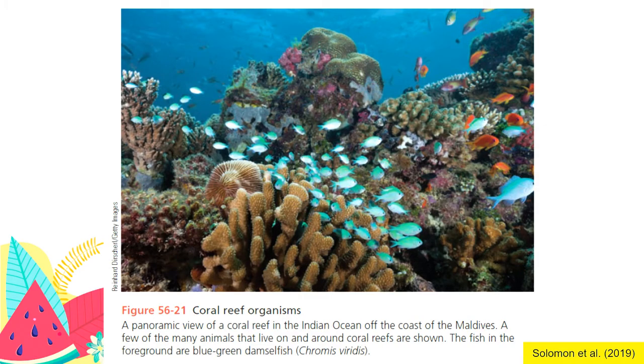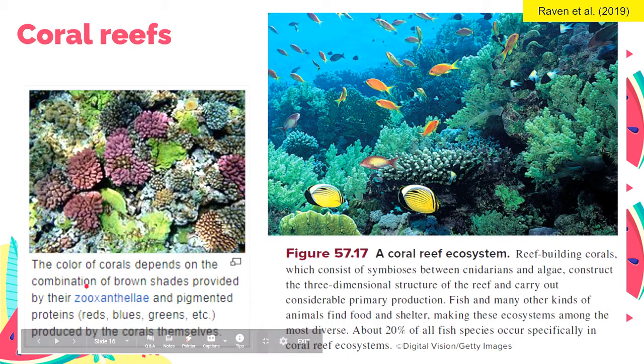Okay, this one says that the color of corals, those organisms that you can find here, depends on the combination of brown shades provided by their zooxanthellae and pigmented proteins. Okay, that gives the corals their very beautiful coloration.